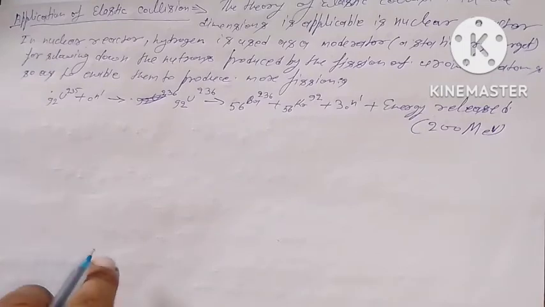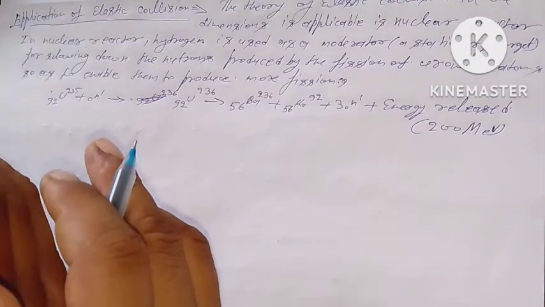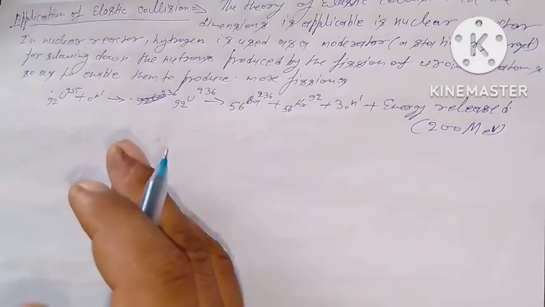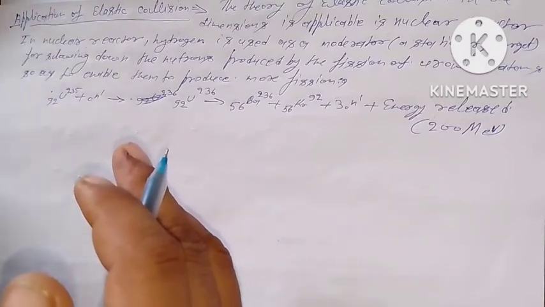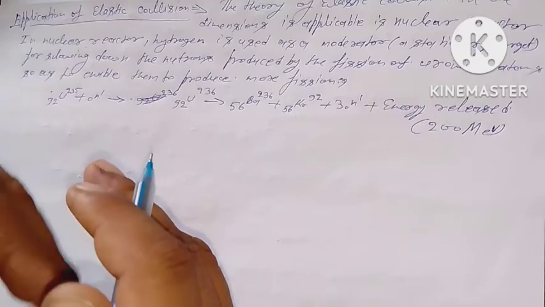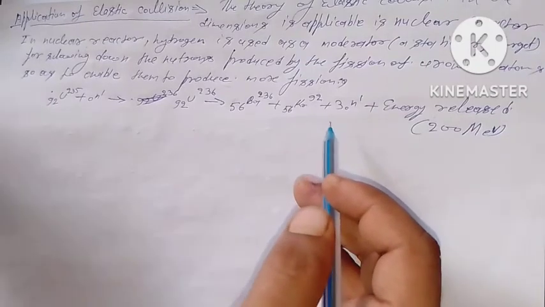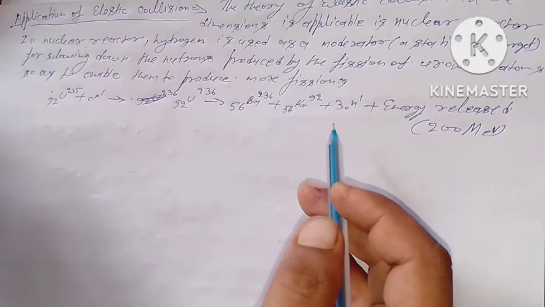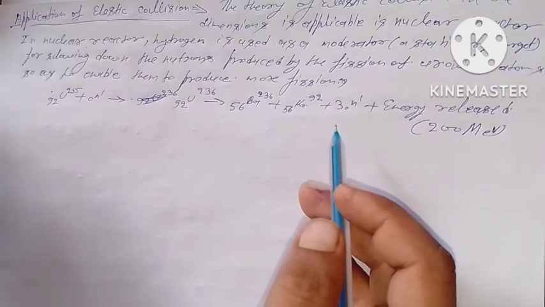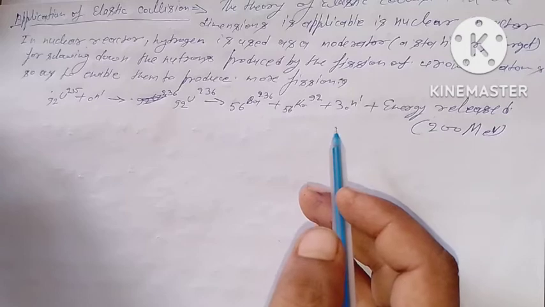This is obvious because the hydrogen nucleus, the proton, has nearly the same mass as that of neutrons, and hence in a head-on collision with a hydrogen nucleus at rest, the neutrons are almost brought to rest, that is, greatly slowed down.